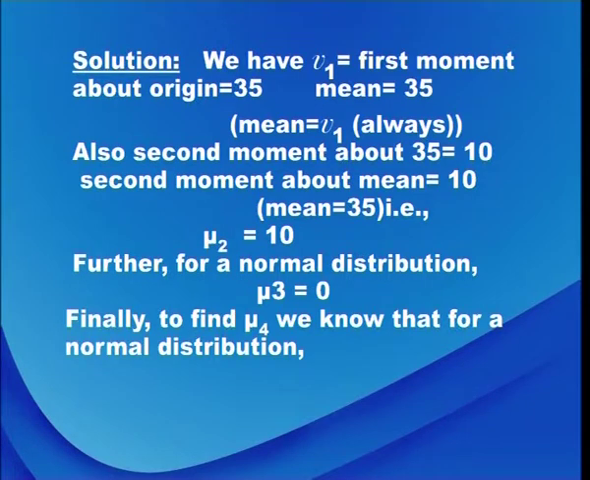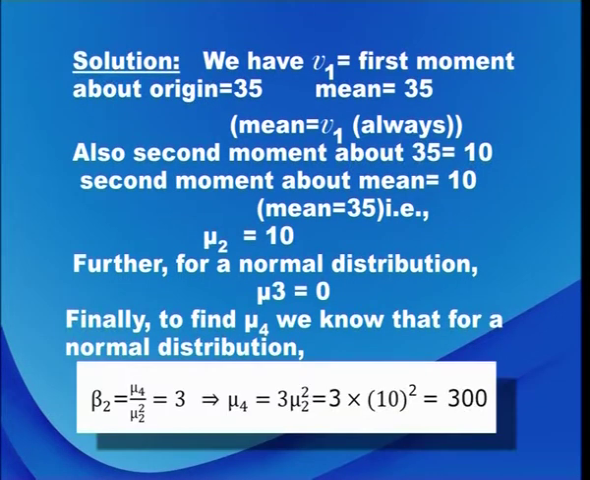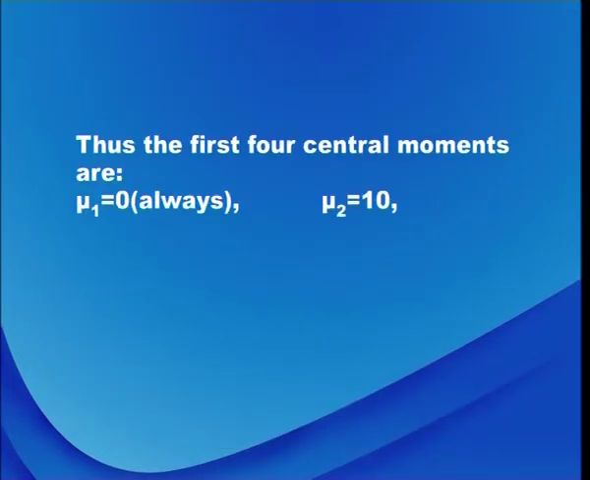Further, for a normal distribution, mu 3 is equal to 0. Finally, to find mu 4, we know that for a normal distribution, beta 2 is equal to mu 4 by mu 2 square, which is equal to 3. So mu 4 equals 3 mu 2 square, that is equal to 3 times 10 square, which is equal to 300. Thus, the first 4 central moments are mu 1 equals 0 always, mu 2 equals 10, mu 3 equals 0 and mu 4 equals 300.